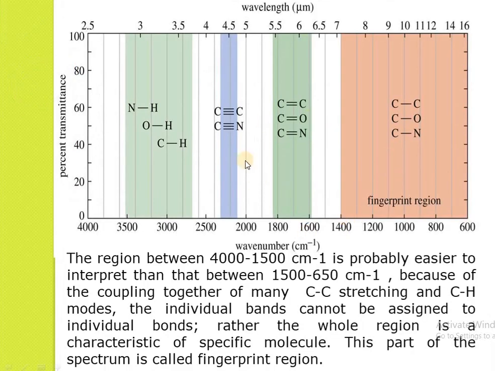And so in a nutshell, we can say the region between 4000 to 1500 centimeter inverse is probably easier to interpret than the 1500 to 650 centimeter inverse region, that is the fingerprint region, which corresponds to a particular molecule, and in which various CC stretching and CH bending modes are present. So the whole region is characteristic of a specific molecule, and this region is called the fingerprint region.